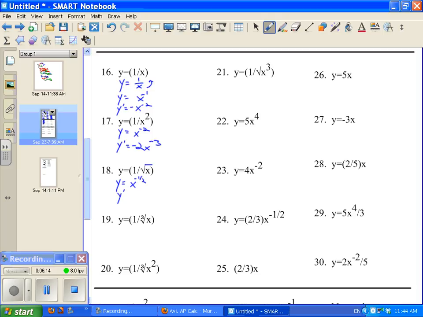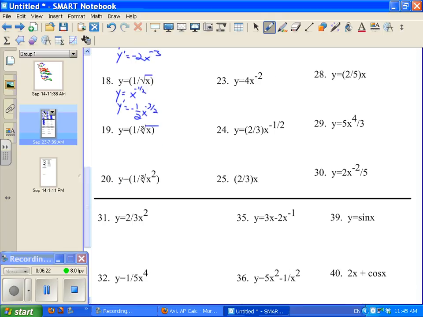Okay, so when I take the derivative, negative 1 half x to the negative 3 halves. Okay, how about this one? 1/3. So x to the negative 1/3. Okay, so that's my rewrite, and then when I take the derivative of it, 1/3.